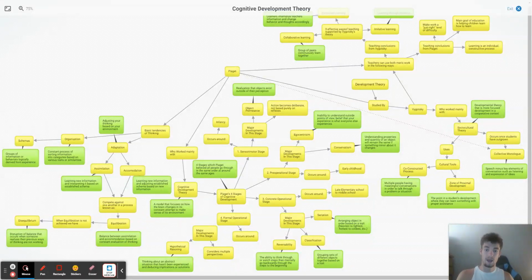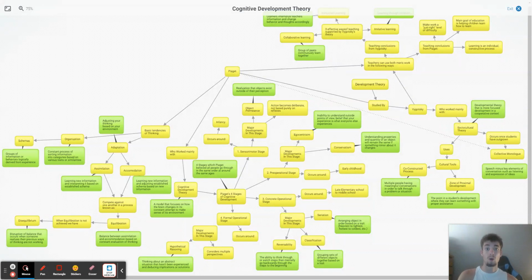Kids who haven't reached the concrete operational stage will have trouble recalling previous steps, breaking down steps, things like that. And finally, we have the formal operational stage. This is high school to college age. Major developments: they're able to consider multiple perspectives now. They're also able to better understand hypothetical situations or situations they have not themselves experienced, and they're able to use deductive reasoning or inductive reasoning to propose solutions to things they may not have experienced.